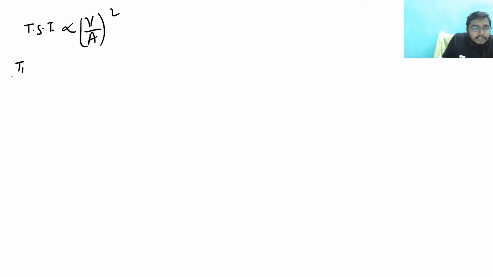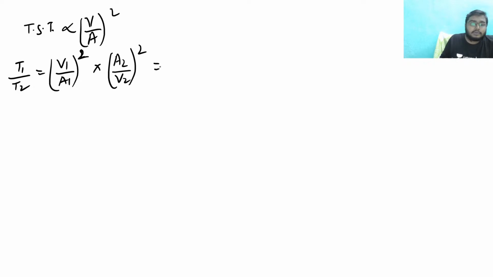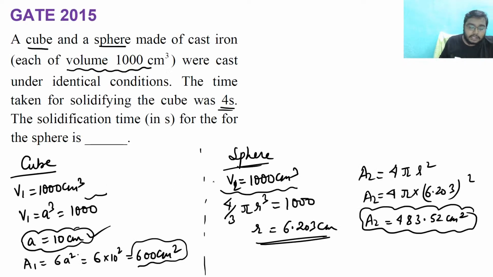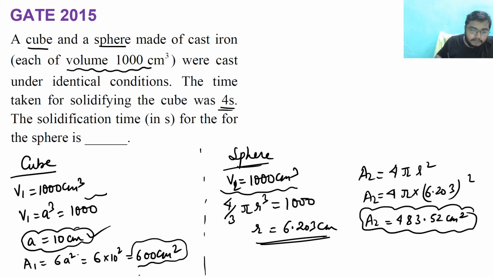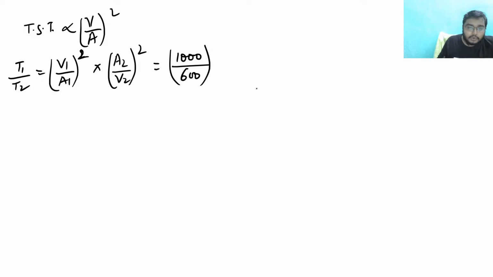Clear. So let me write t1 by t2 is equal to (v1 by a1) whole square into (a2 by v2) whole square. Clear. Now see, what is v1 and v2? Both are same, right? And see, a1 is 600 and a2 is 483. So I will write v1 and v2 are same. So what is this? This is 1000. A1 is coming to be 600, isn't it? Yes, a1 is 600 and a2 is 483.52. So this is actually 483.52 by 1000, right? And these are squares. Clear. So these are squares.